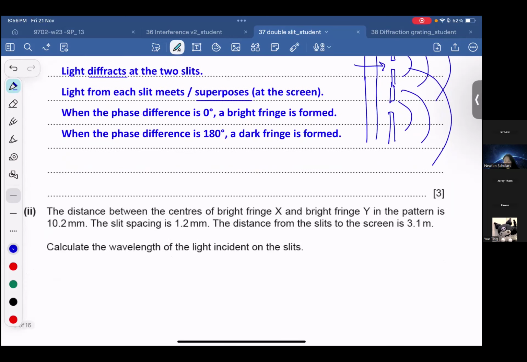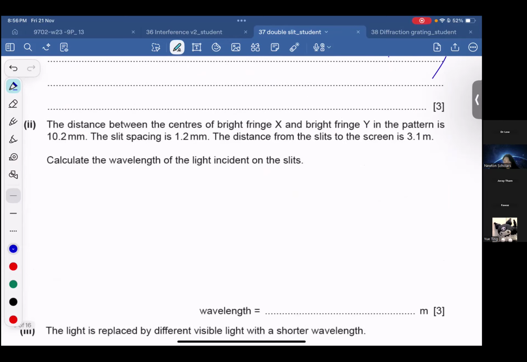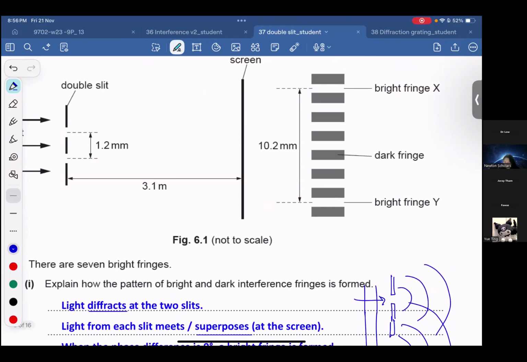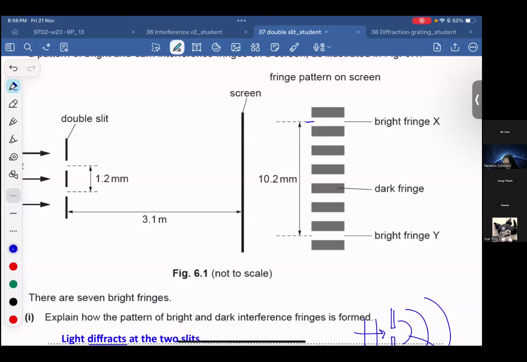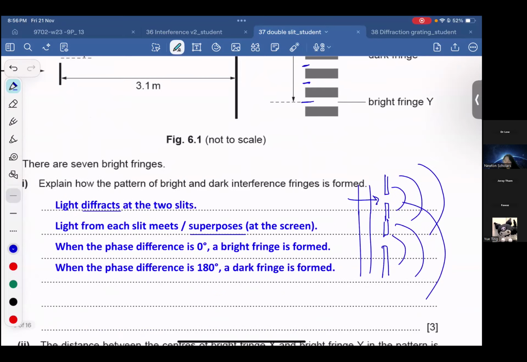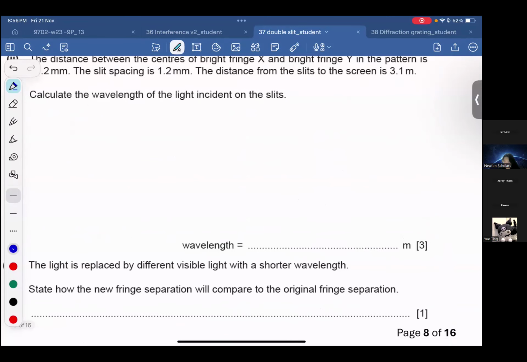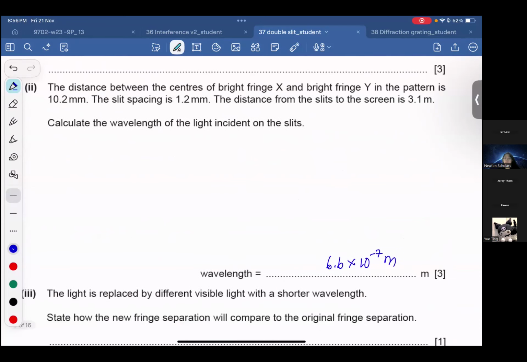Okay, this one actually is not that difficult. I don't want to spend time here, but the thing is, how many x are there? 1 bright, 2 bright, 1, 2, 3, 4, 5, 6. This one is 6x. Then you just apply the formula. You write down the final answer, 6.6 times 10 to the power of negative 7 m. The rest is nothing tough, nothing challenging.